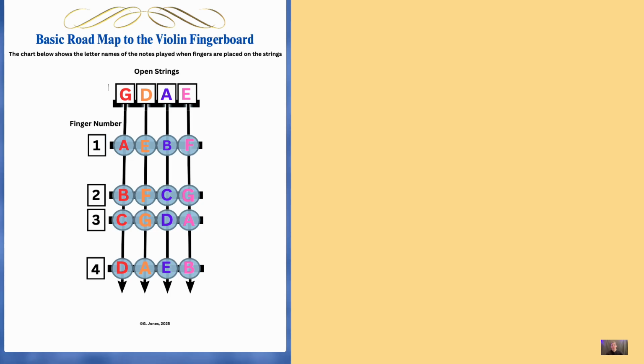Now that you know how to identify your lines and spaces on the music staff, you get to figure out how to play all these notes on the violin. One way to figure this out is by using a fingerboard chart. You will see on the chart the open strings, and then on the left side is the finger number. Then in the middle, it's the name of all these notes. So we will start with the E string first.